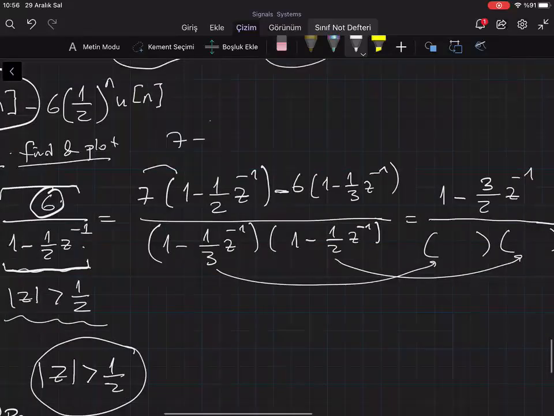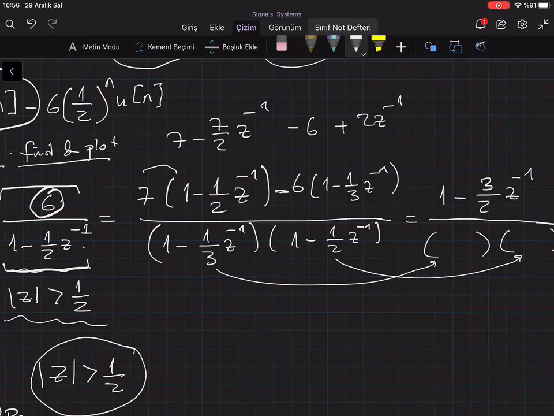7 minus 7 over 2 z to the power minus 1, 6 minus 6 plus 2 z to the power minus 1. Now 7 minus 6 is 1. 3.5 minus 2, I would have 1.5, so minus 1.5, or 3 over 2 z to the power minus 1. Is that clear, Yasir? Yeah, Hocam, thank you so much.